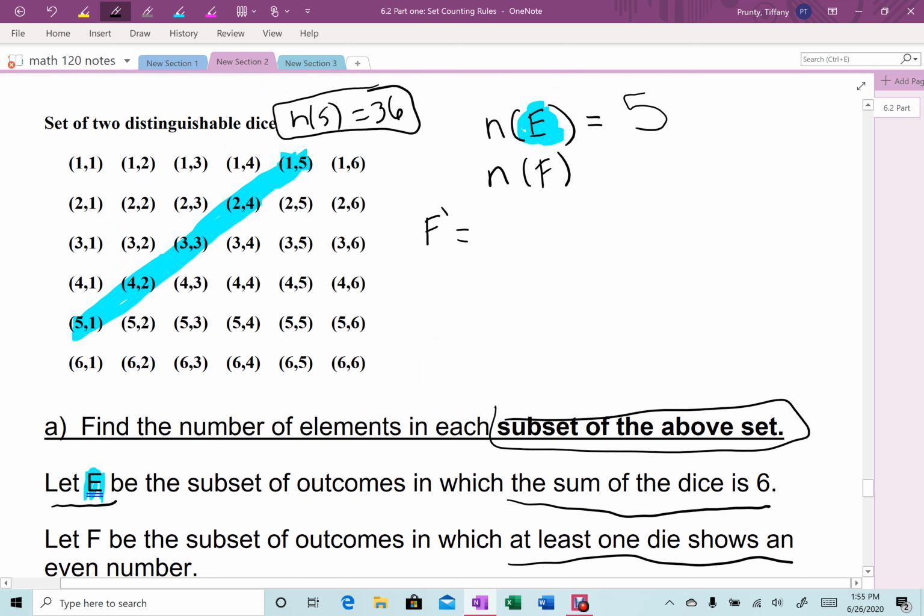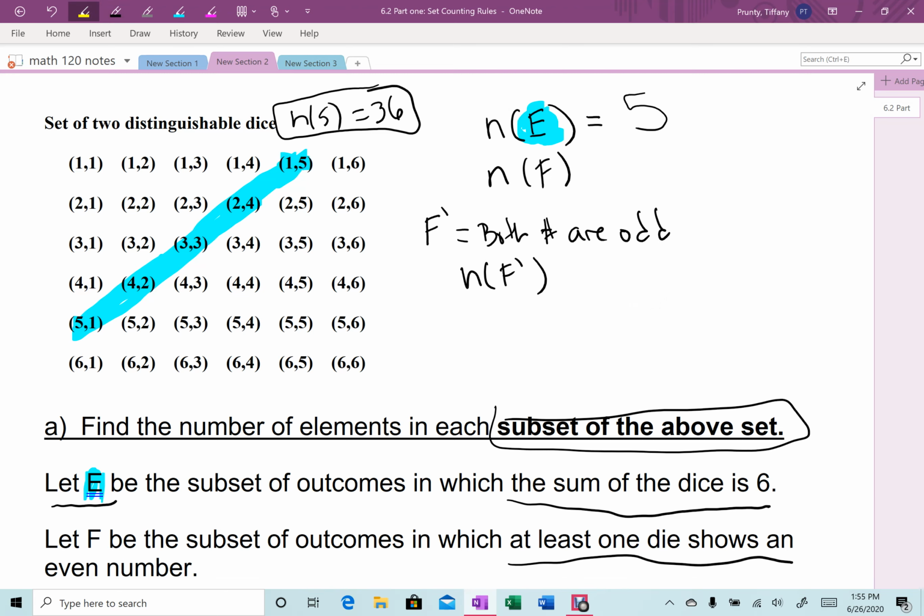Not F would be the opposite of getting at least one even number. Well, the opposite of getting at least one even number is no even numbers. So that means both numbers are odd, which is actually the smaller set. So I'm going to figure out the number of outcomes not in F, and then use my complement rule to figure out the number of outcomes in F.